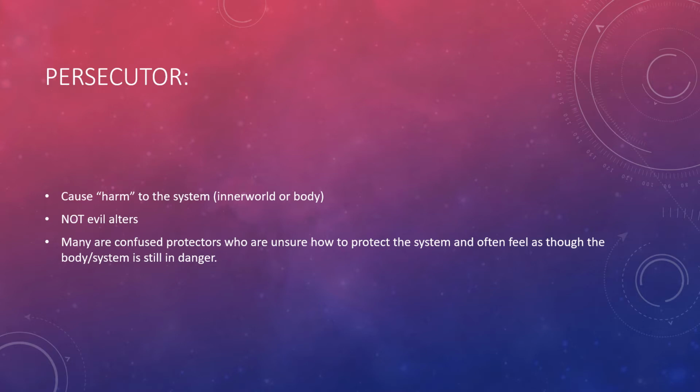Persecutors. Persecutors are alters who will cause harm to the system. This can be in the inner world or to the physical body itself. Many persecutors are actually protectors who are confused on how to protect the system. Often this is due to them feeling or believing that the body is still in danger.